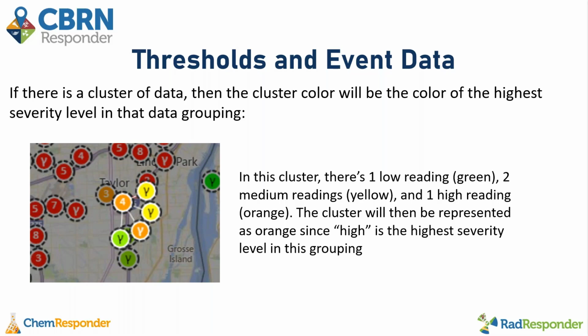So here in this example, we have a cluster of 4, and in that cluster, we have 1 low reading, which is the green one, 2 medium readings, which are the yellow ones, and 1 high reading, which is the orange one. Therefore, this cluster will then be represented as orange, since high is the highest severity level in this grouping.